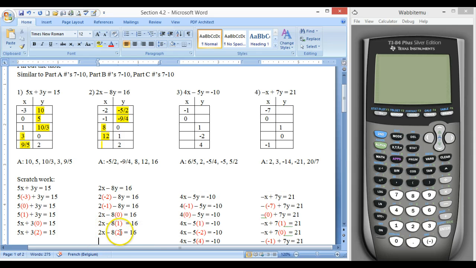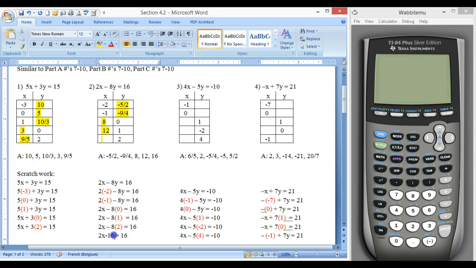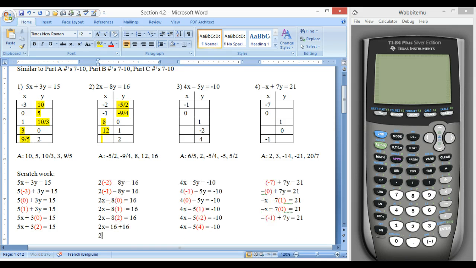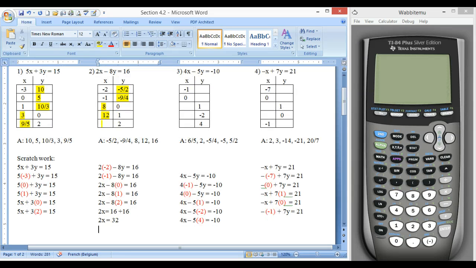Okay, so I've substituted my 2 in for y. 8 times 2 is 16, so I have 2x minus 16 equals 16. To isolate the x, I need to add 16 because that's a negative 16. So I'm going to delete this and add 16 to this side. That leaves me 2x equals 32. Divide both sides by 2, and x equals 16.